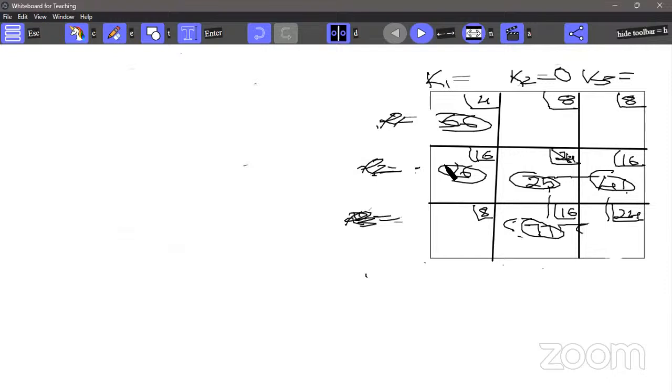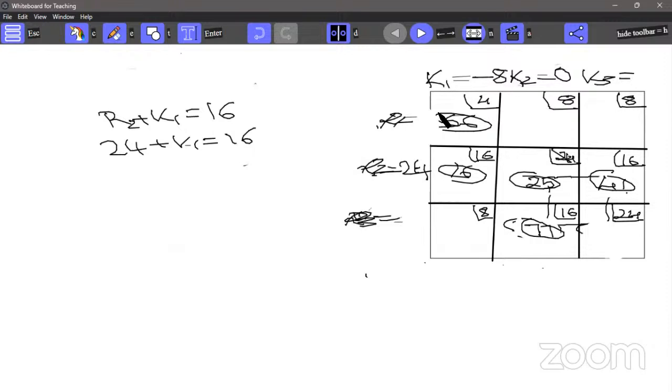Yeah. How much is R2? 24. Can't I make use of the 16 stone? Yes. R2 plus K1 is equal to 16. So how much is K1? -8. Very good. Write down -8.